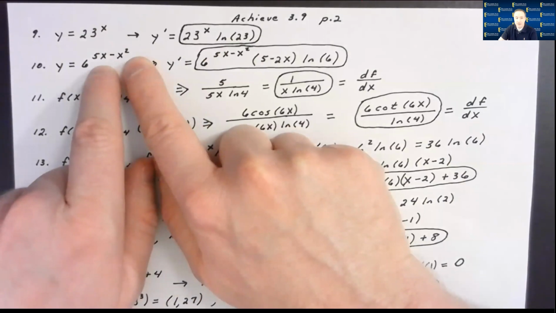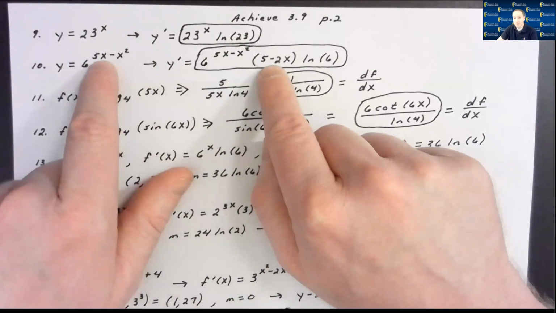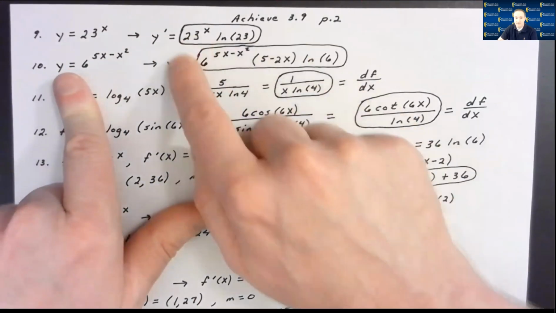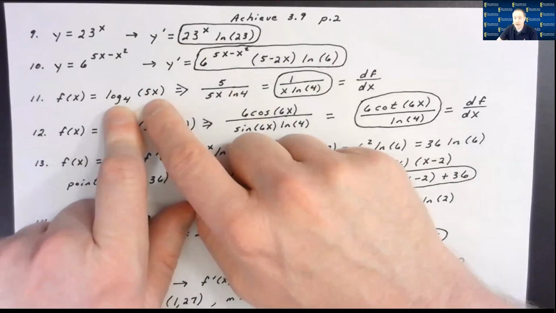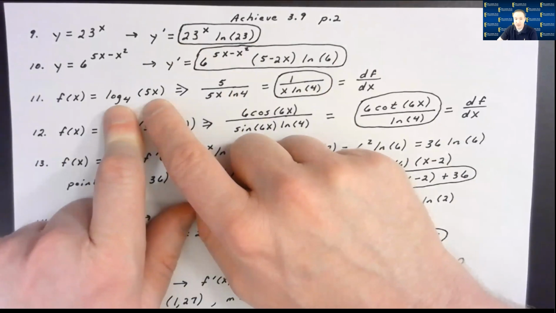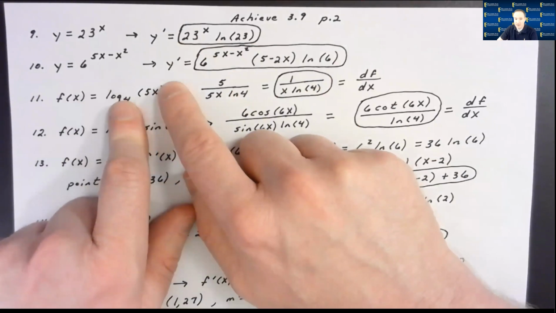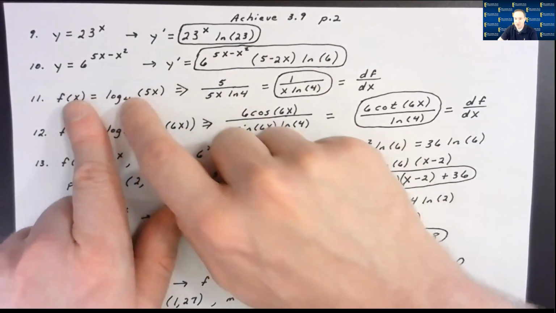Now, number 10, still easy, but at least it's a little more interesting. It's an exponential function. Derivative of every single exponential function is that exponential function times the derivative of its exponent, which is giving me 5 minus 2x, times the natural log of its base, natural log of 6. Final answer there. Now, what if we have a logarithm that's not a natural log? Well, I would like you to remember the change of base formula. If I have the log base 4 of any term, you can just say, well, that's the same thing as the natural log of the term on the end divided by the natural log of 4.